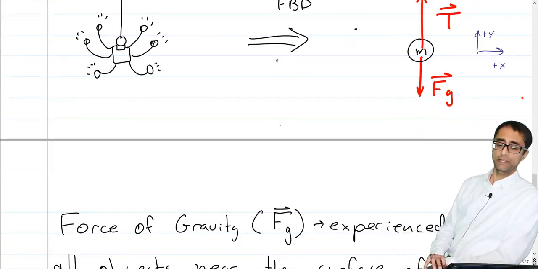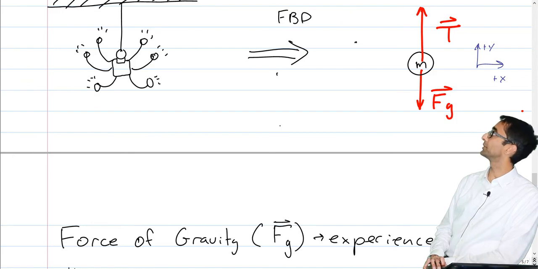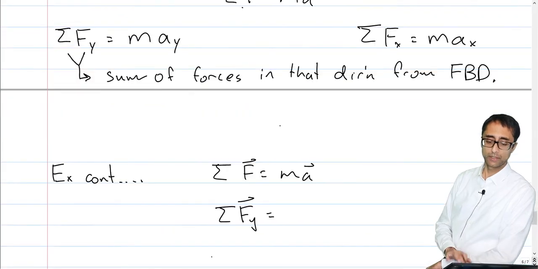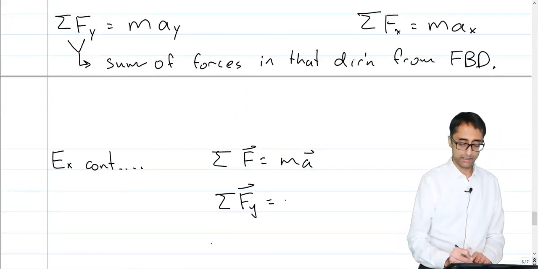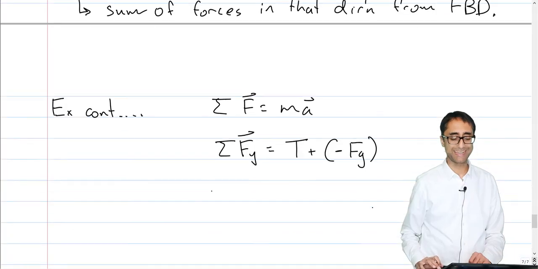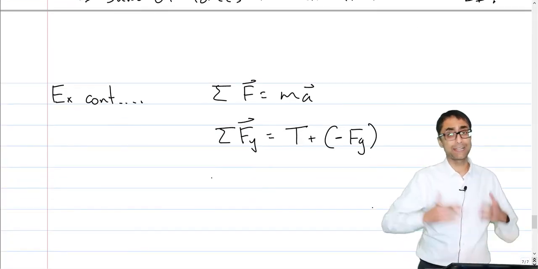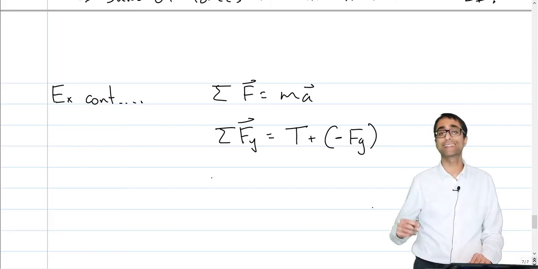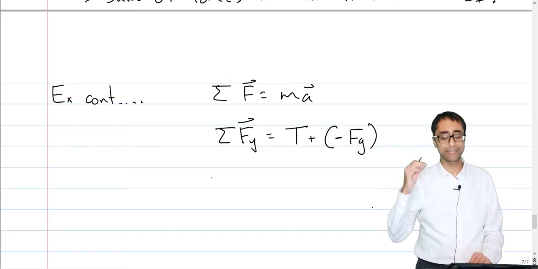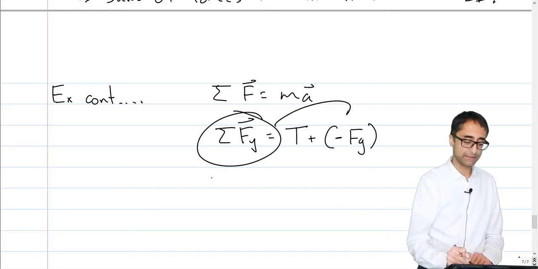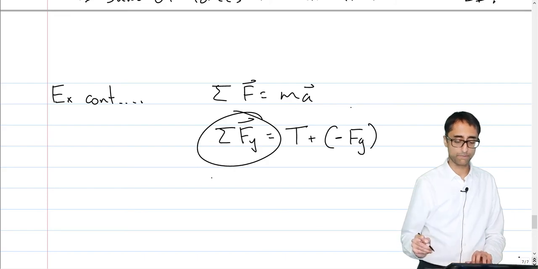And so what we're seeing is tension up in the positive direction and force of gravity down in the negative direction. And so that sum is T plus negative Fg. Of course, you can write T minus Fg. All I'm showing you is that it is in fact a sum. I'm adding T and then I'm adding negative Fg. And I don't have to worry about the vector sign or anything like that because these vectors are in my y direction. And so all I've done is expanded this. This is what that is. That's where that came from.